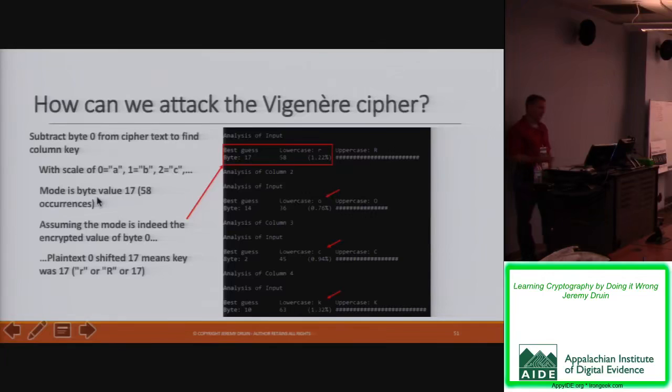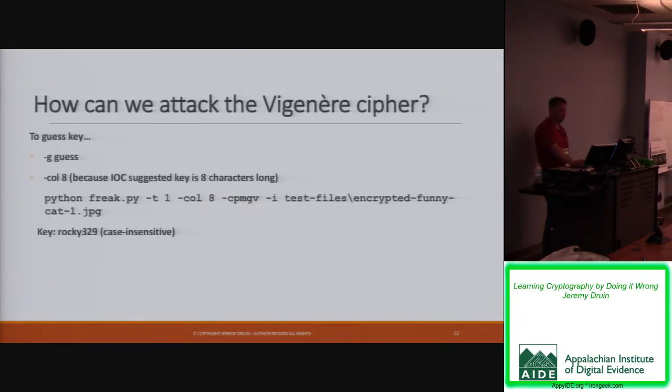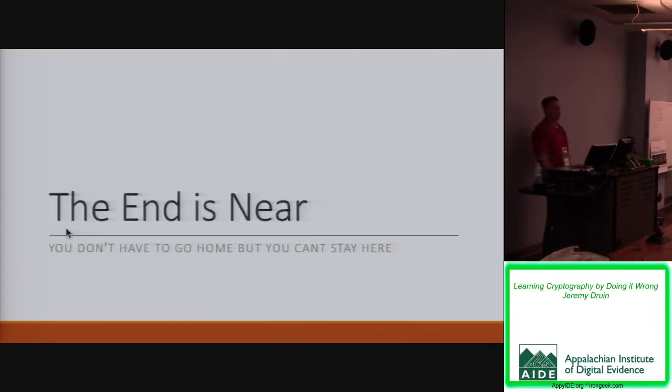So here we see the ROCK starting to show up because we're going to figure out what the mode is and then shift down that many bytes. And this is the Python that we just ran to do that analysis. And we ended up getting back the password Rocky329. Not case sensitive at all, as it turns out, in this particular exercise.